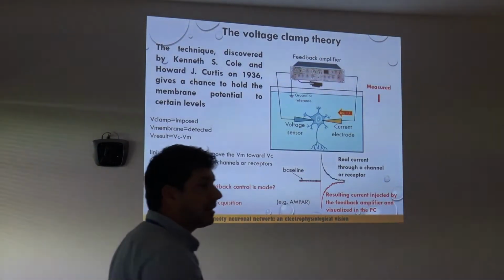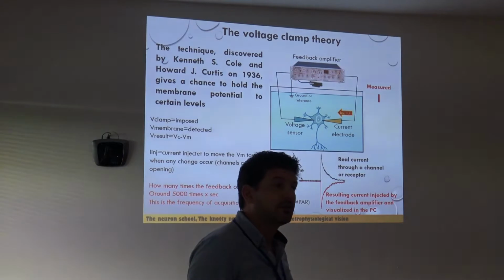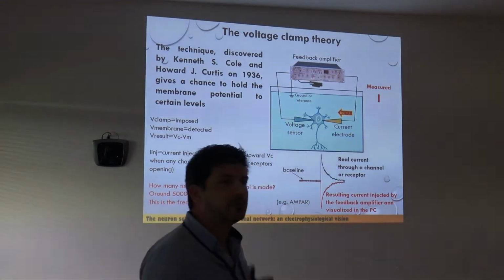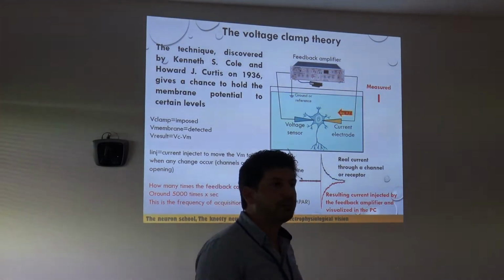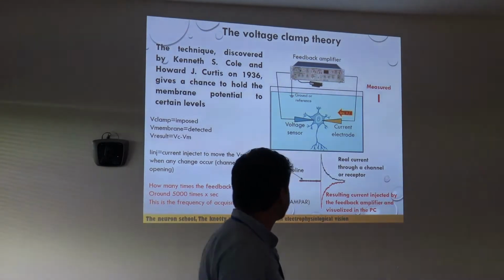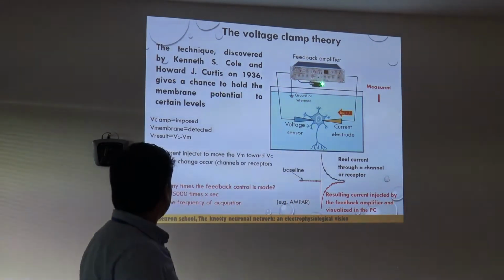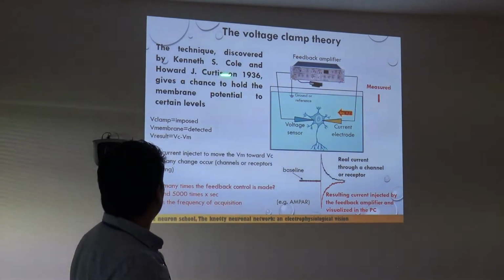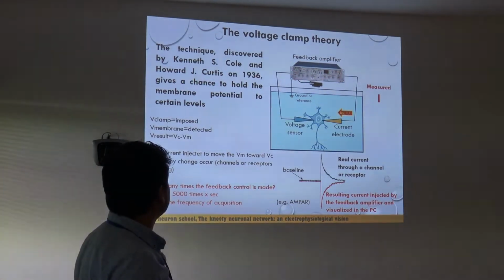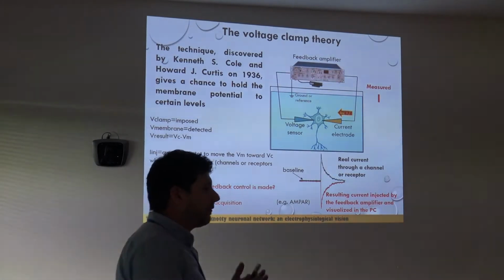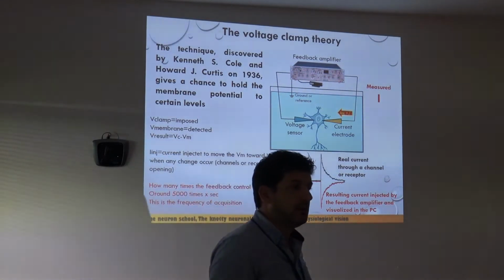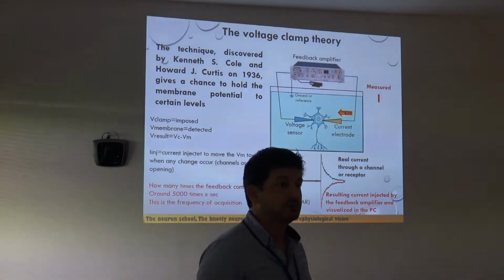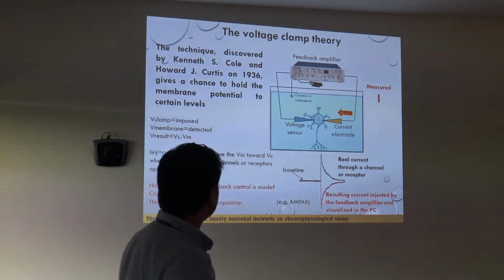Let's talk a little bit about the voltage clamp theory. If you have any doubt or any question, just stop me whenever you want. The voltage clamp theory was invented by Kenneth Cole and Howard Curtis in 1936 and allows you to fix the voltage of the membrane at a precise value. How can you do it?